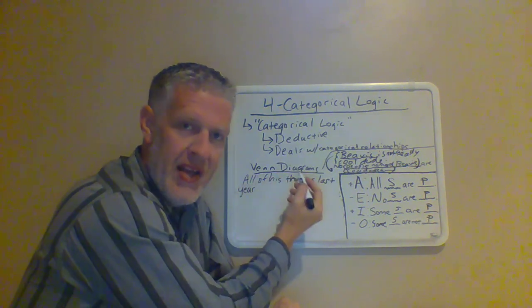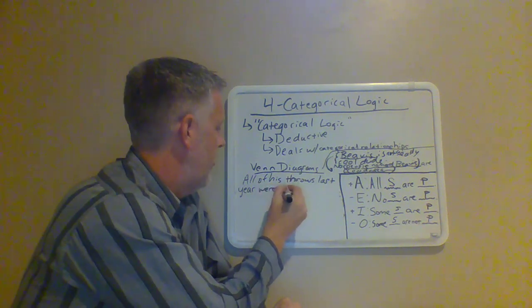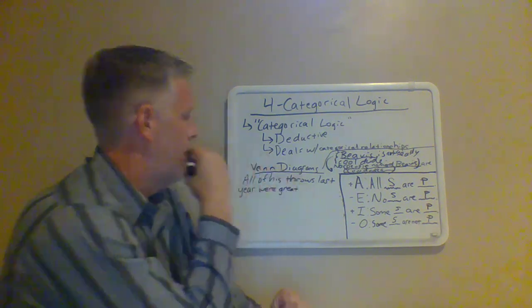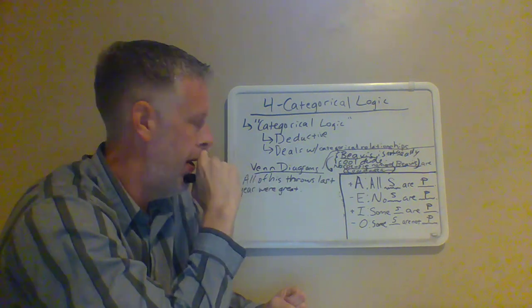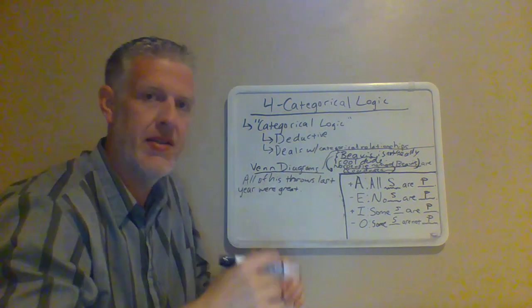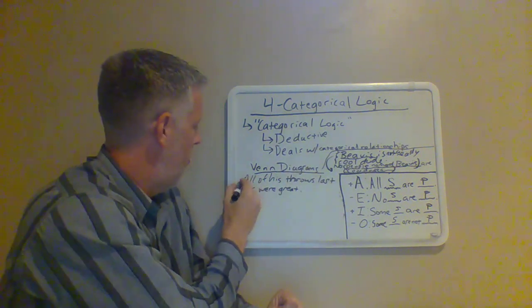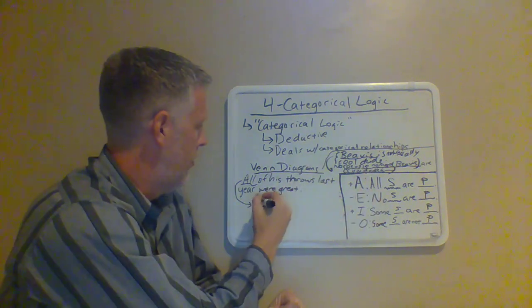So we're talking about something in the past originally, right? All of his throws last year were great. His being Tom Brady's, okay? So how do we get this, which is dealing with something in the past, right? We've got to also get it in the present tense. That's the point I'm trying to make here. Well, it's a pretty good indication we're dealing with an A claim again.